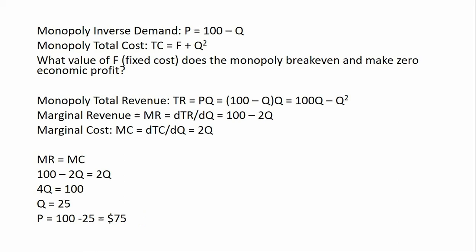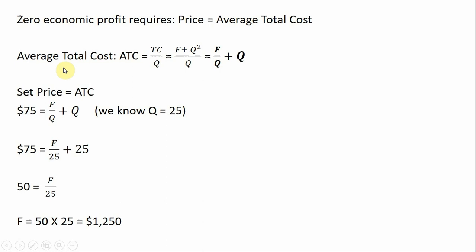So given an output level of 25 and a price of $75, what value of F will this monopoly break even? So recognizing that zero economic profit requires price to equal average total cost, we'll get an equation now for average total cost. So average total cost is total cost divided by output. Our total cost equation from the last slide was fixed cost plus Q squared. Q squared is a variable cost in this problem. And that's all divided by Q. So simplifying, fixed cost divided by Q plus Q. Q squared divided by Q just leaves us with Q.